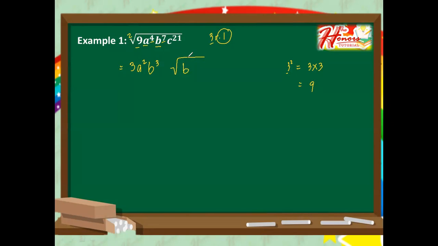And then after that, we will be solving c raised to 21. Same process, kindly divide 21 and 2, the exponent of c and the index. So 21 divided by 2, that's 10, remainder 1. So 10 will be outside, so that's c raised to 10 here. And then our remainder, which is 1, should be inside the radical symbol. So this is our final answer. And we have here 3a squared b cubed c raised to 10 square root of bc.